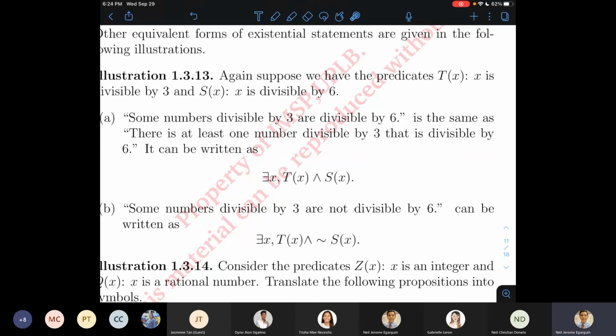Okay, Jasmine, I think you went first. We can choose 18 po to make the statement true. Okay, X equals 18. Let's see. X equals 18. So T of 18 means 18 is divisible by 3. That's a check. So true.